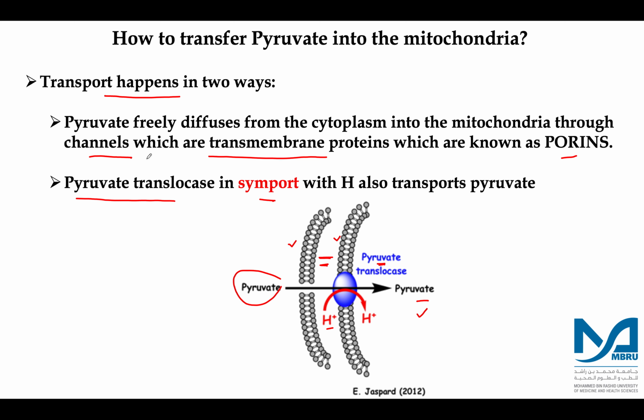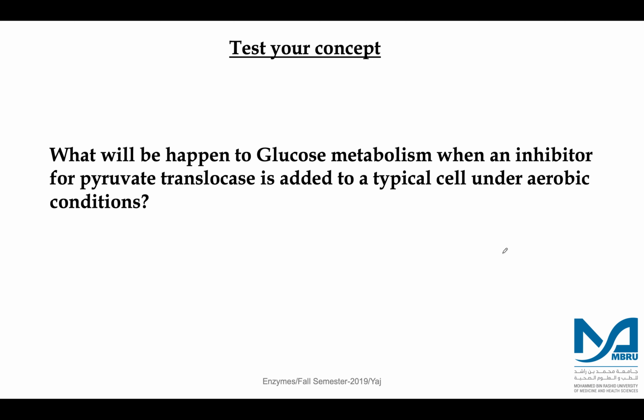So, two processes, simple diffusion through porins and symport by pyruvate translocase, help in the transport of pyruvate from the cytosol into the mitochondrial matrix. Now the question that you need to answer for me is what will happen to glucose metabolism when an inhibitor for pyruvate translocase is added to a typical cell under aerobic conditions.